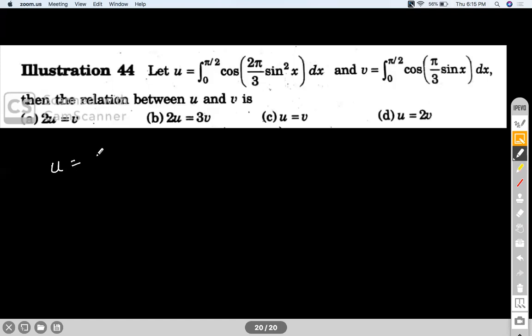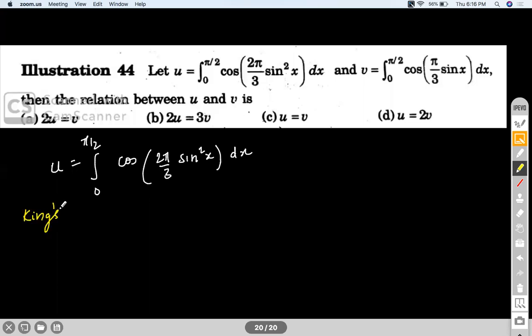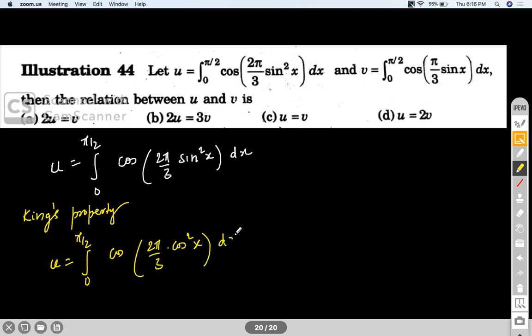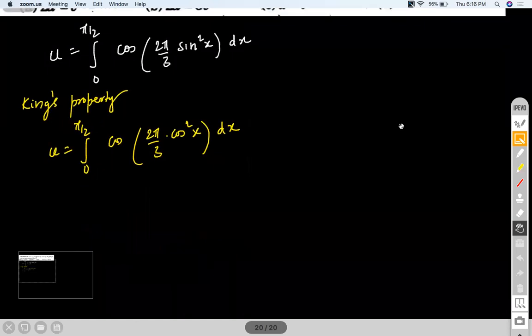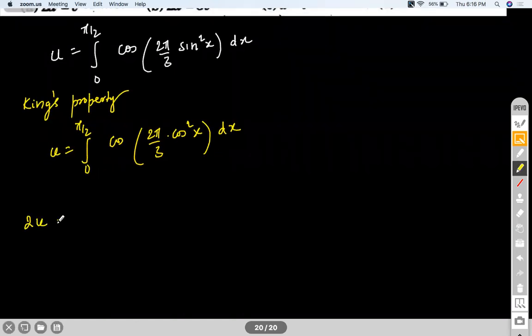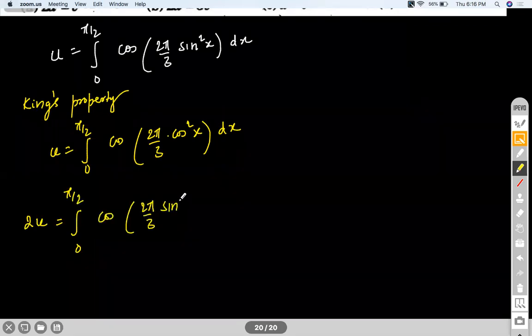So u is integral from 0 to pi by 2 of cos of 2 pi by 3 sine square x. So let's apply King's property. So u will be integral from 0 to pi by 2 of cos of 2 pi by 3 cos square x. Let us add these two u's. So if you add these two u's, you get 2u is equal to integral from 0 to pi by 2 of cos 2 pi by 3 sine square x plus cos 2 pi by 3 cos square x.